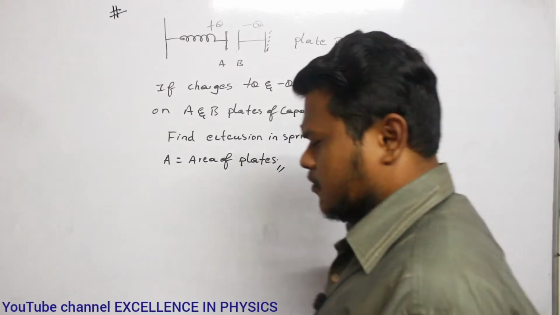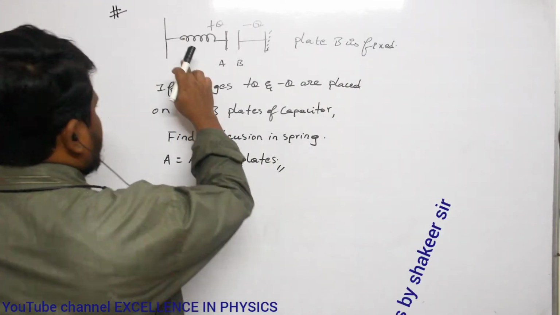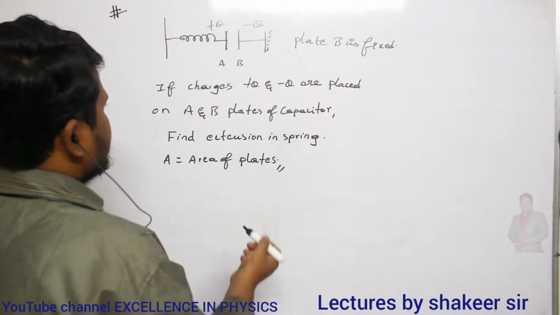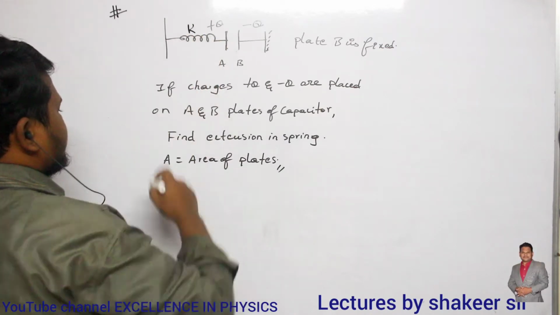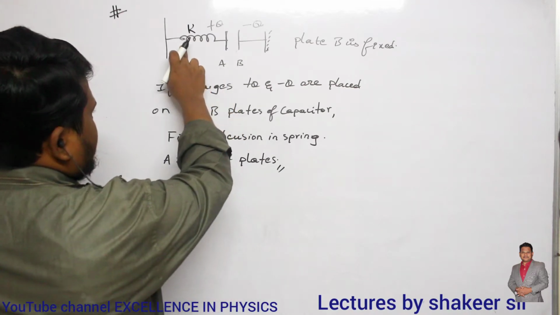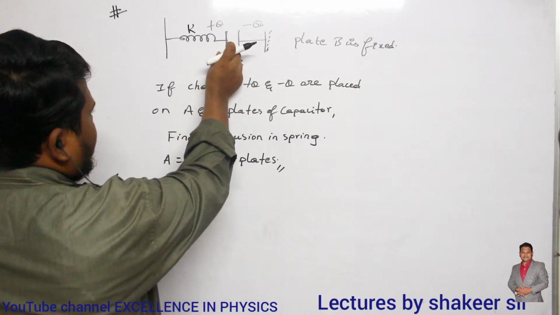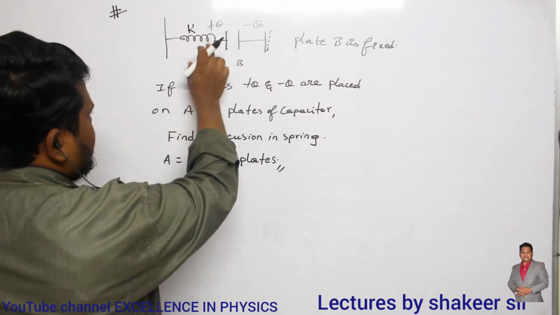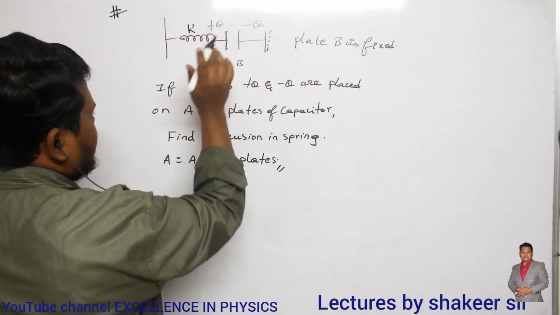Okay, ma. So this is the given question. This is a spring whose spring constant, let it be K. Spring constant of the spring is K here. To this spring we are connecting a plate of a capacitor which is movable. So if the spring moves, this plate will also move.